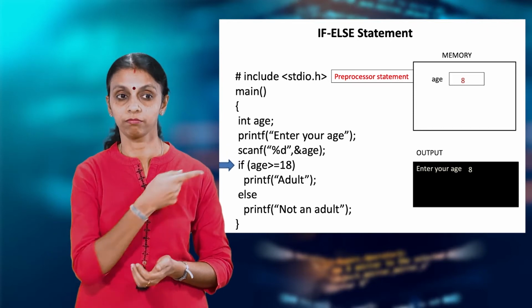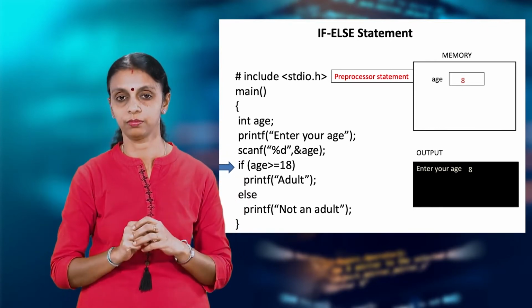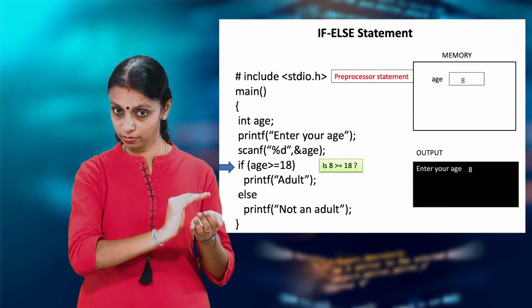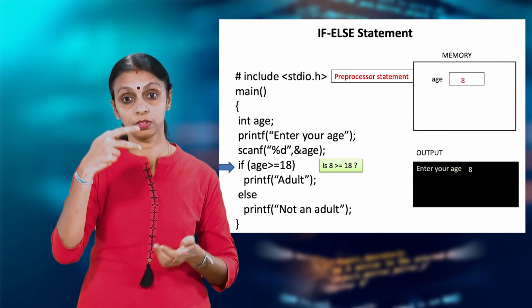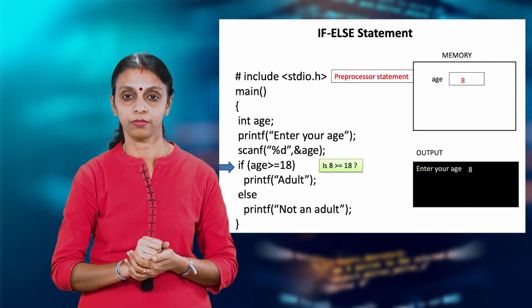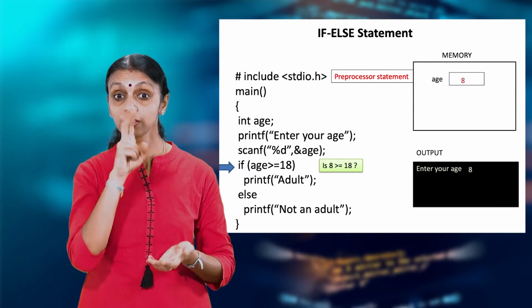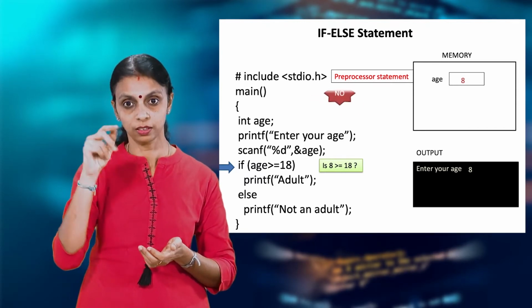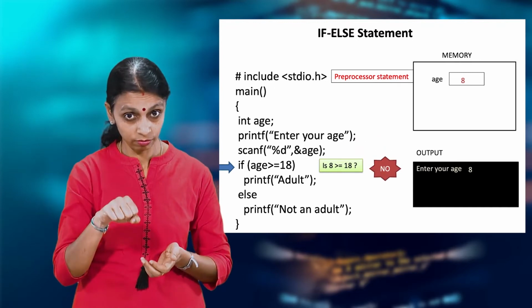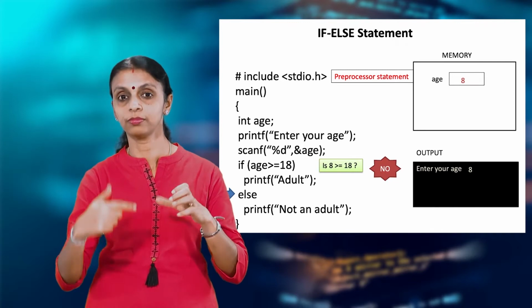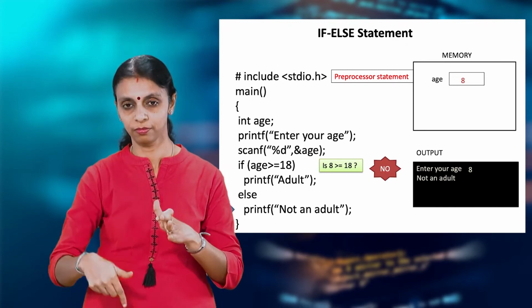Now, this statement checks whether age variable contains a value that is greater than or equal to 18. Now, age variable stores 8 in it. Is 8 greater than or equal to 18? No. So, the control jumps to else part and prints not an adult.